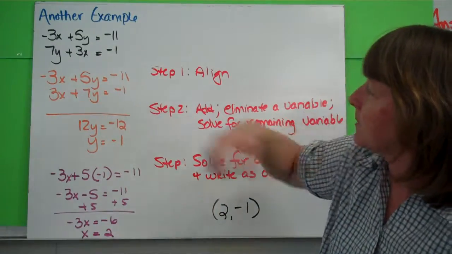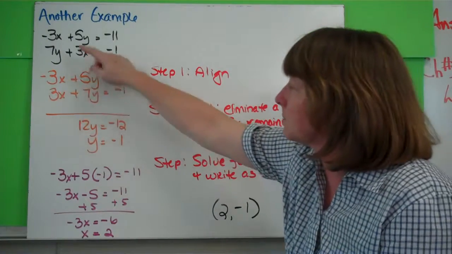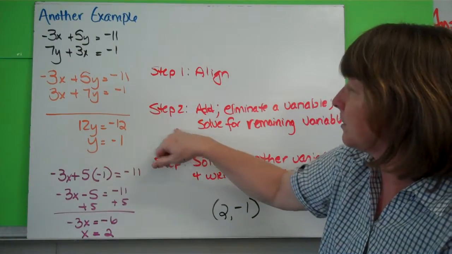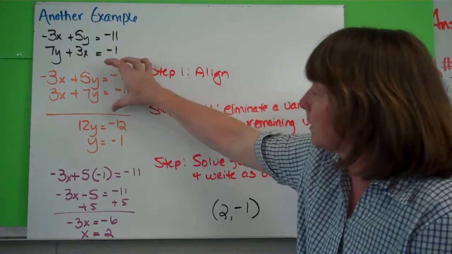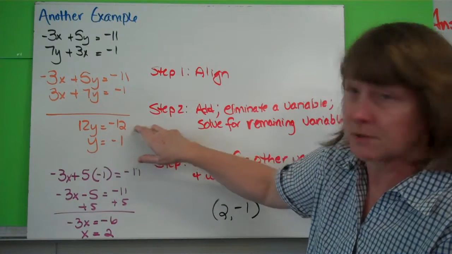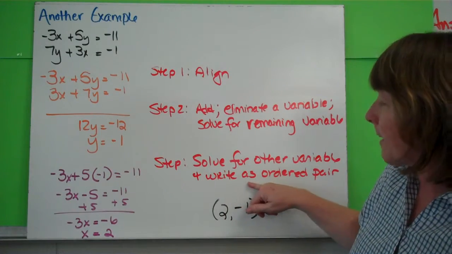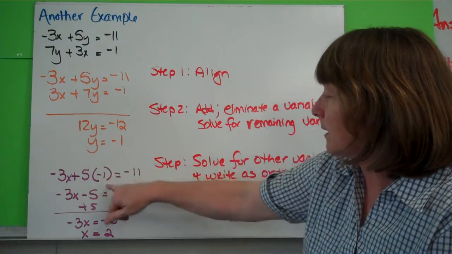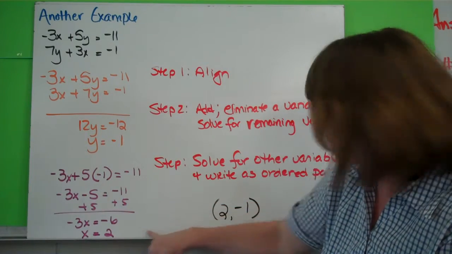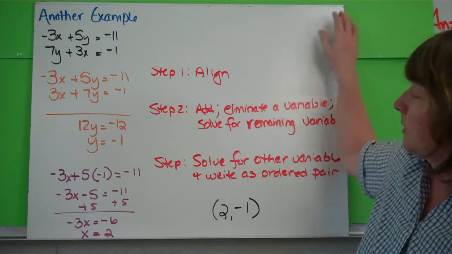Another example here. In this one, they're not aligned. So in step 1, we're going to align them so that the x's are aligned together and the y's are. Step 2, we add them and eliminate a variable. Here, the x's drop out. So we're left with 12y equals negative 12, so y equals negative 1. Plug that back in, and we're going to plug in negative 1 for the y. You can use either equation. I use this one, and we solve for x, and we get 2. So that ordered pair and solution is (2, -1).